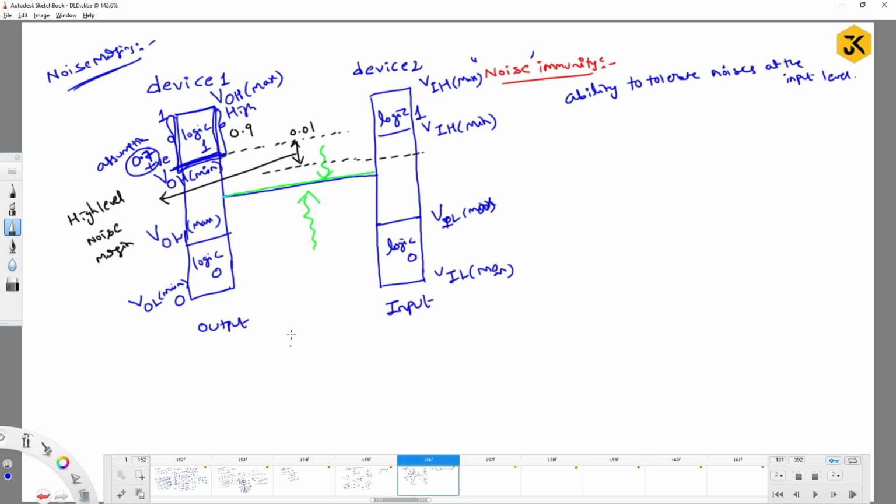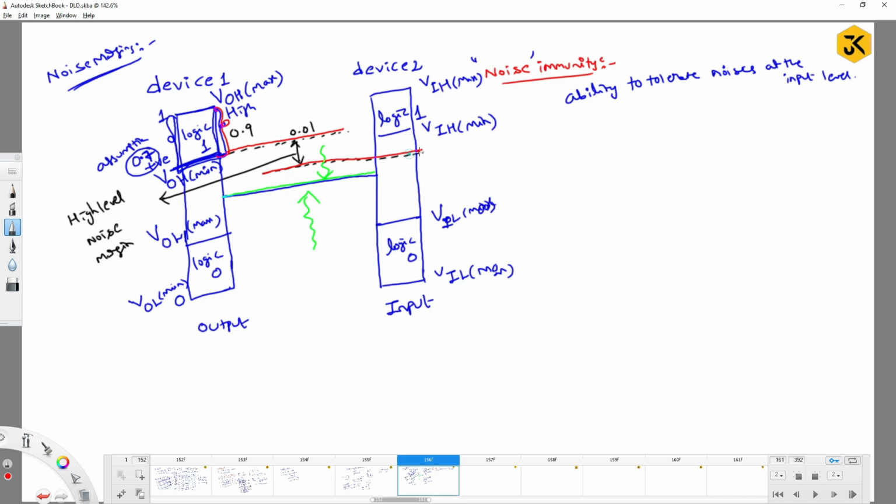Now try to observe, if I am trying to send some power from one device to another device, because something happened, some power might be increased and it can reach up to this capacity.